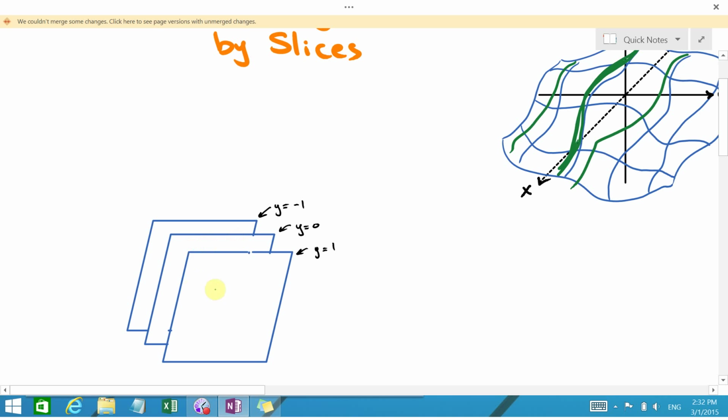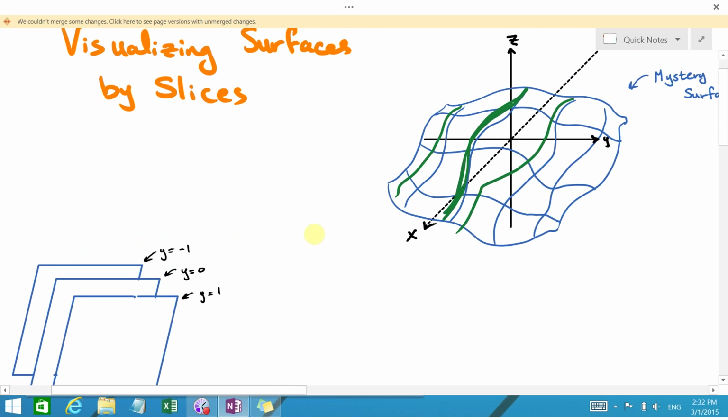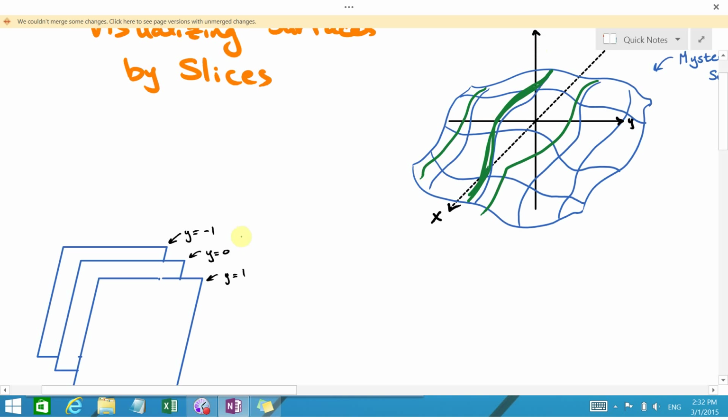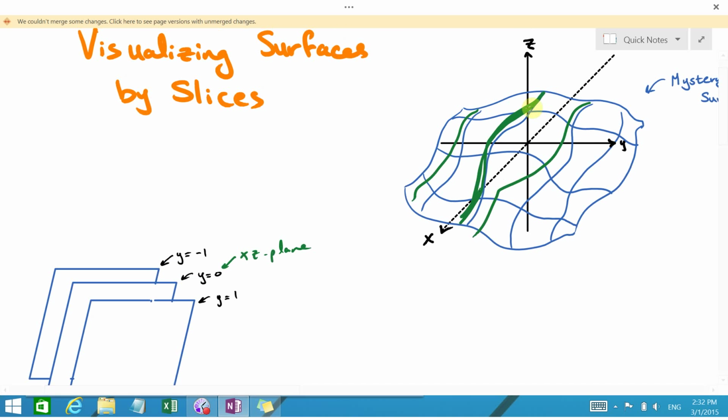These planes here are all parallel to this XZ plane. In fact, this actually is the XZ plane, right there, y equal to 0. So you're just kind of imagining that plane right there and how it intersects the surface, what kind of mark the surface leaves on it after we slice it.